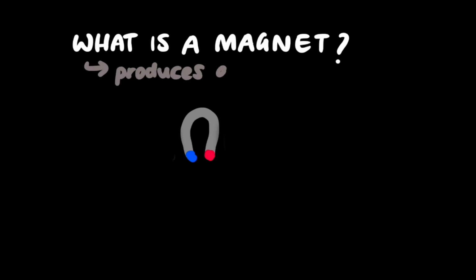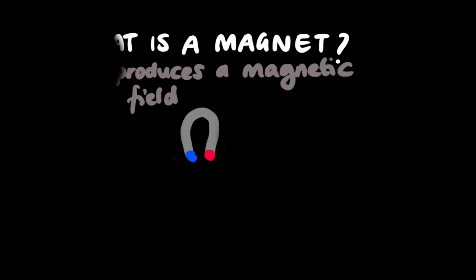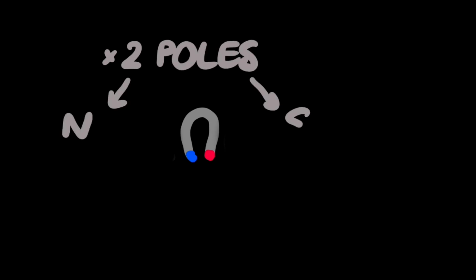So what is a magnet? A magnet is a material or object that produces a magnetic field, and a magnetic field is a region where a force acts on another magnet or magnetic material. A magnet will have two poles, north and south, and an important thing to note is that the magnetic force is strongest closest to the poles. Unlike poles attract, as you can see at the top, whilst like poles repel, as you can see at the bottom.